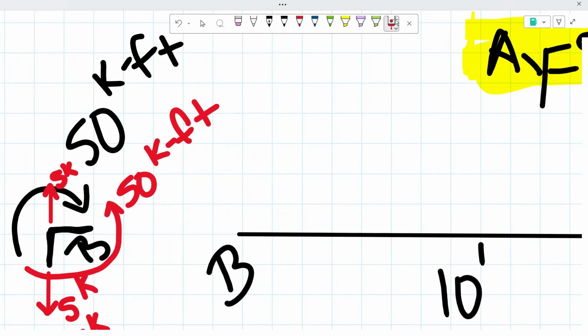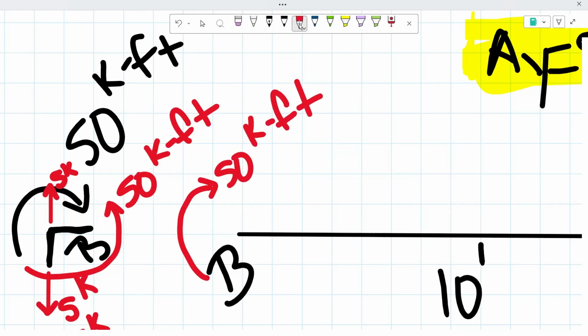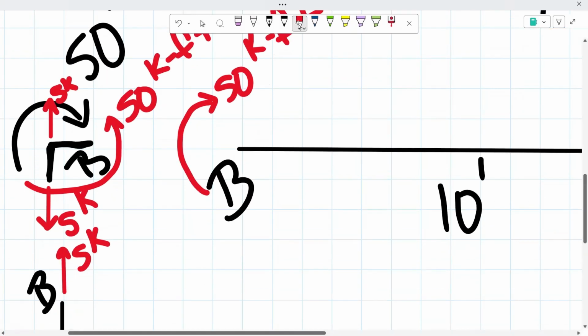counterclockwise moment. And since we drew a counterclockwise moment right here, we are going to be drawing a clockwise moment acting at the end of beam BC on the B side. So we have a clockwise moment of 50 kip feet. And remember that the last force that we drew was this five kips going upwards to balance that out. So if we have five kips going up right here, that means we have five kips acting downwards on this side.